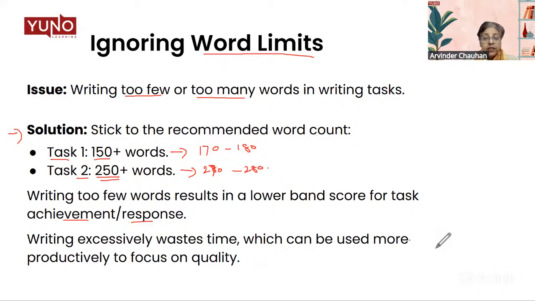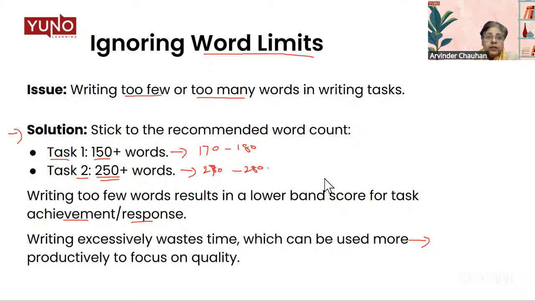Okay, writing excessively wastes time, which can be used more productively to focus on quality, right? So this is what I was saying. There is no upper word count limit. However, there is no need to go beyond your word limit. It's better that you spend that time actually getting your quality right. So if you are able to finish your essay or your report writing maybe 5 minutes before the time, spend that time reviewing your work and enhancing maybe the structure of sentences and stuff like that. That would be a better idea. Fine, let's go ahead from here.